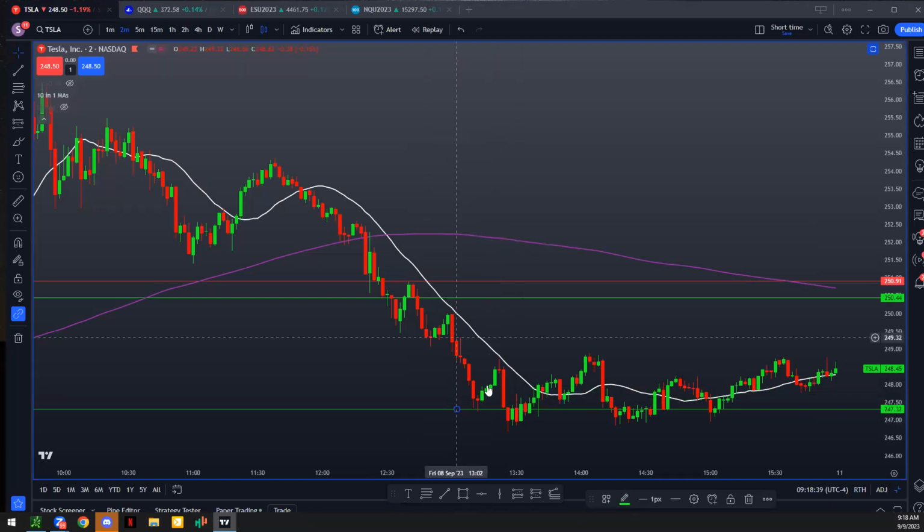Once price action starts to get away from the 20, there's a high likelihood of reversion to the mean. It's going to come back to the 20.